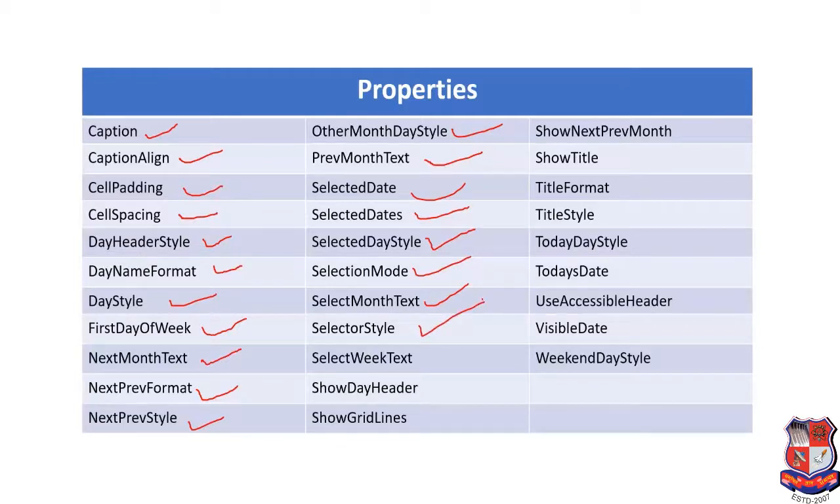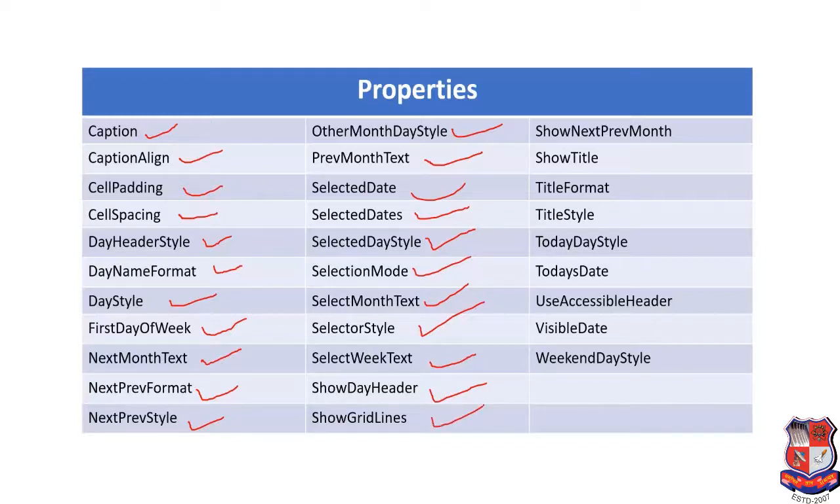Next is selector style. It is used to obtain the style property for the week and month selector column. Next is select week text. It is used to obtain or set the text display for the week selection element in the selector column. Next is show day header. It is used to set or obtain a value indicating whether the heading for the days of the week is displayed.